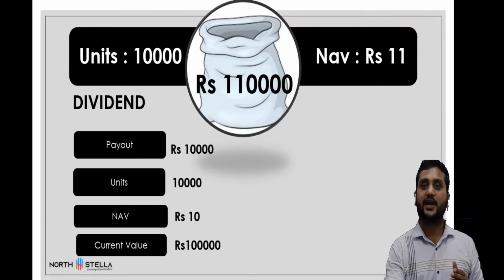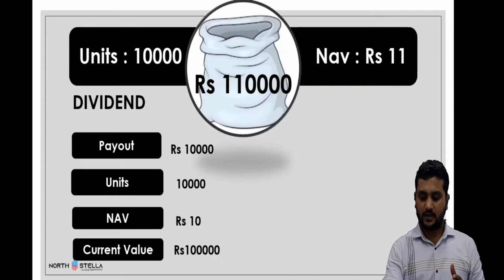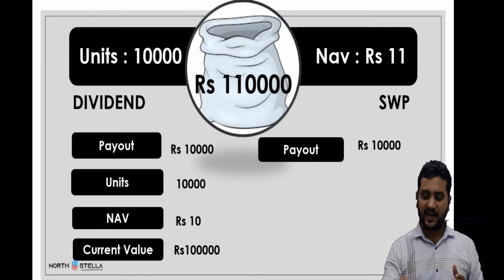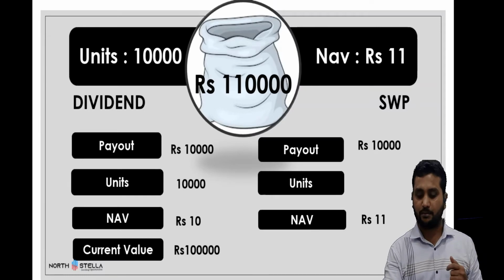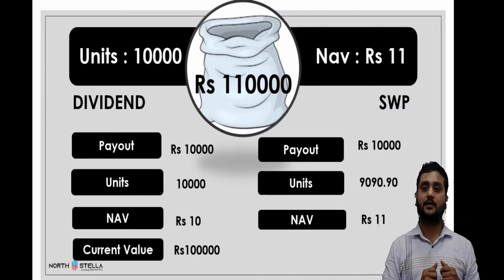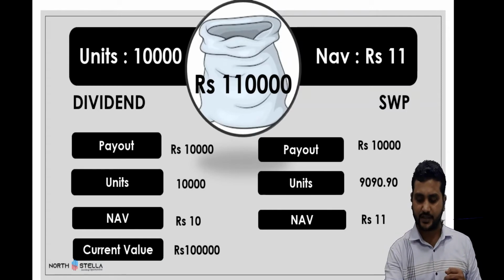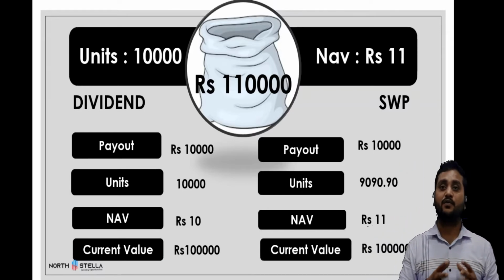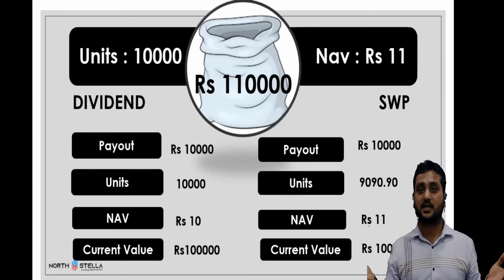Now let's take scenario 2, where I am getting money from a systematic withdrawal plan. Here I am receiving a payout of 10,000 by selling my units. Remember this, selling my units. So the NAV will remain as it is at rupees 11, with no change in the NAV. But since the units are being sold, the units will reduce by 909.09 units, and the current value will remain as it is. So with the help of an example, we have understood that the monthly cash flow is the same for both the dividend as well as the systematic withdrawal plan.